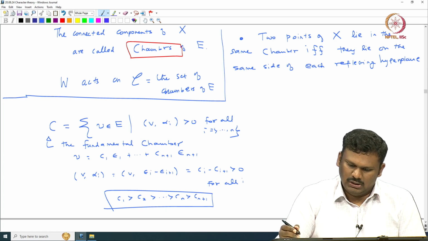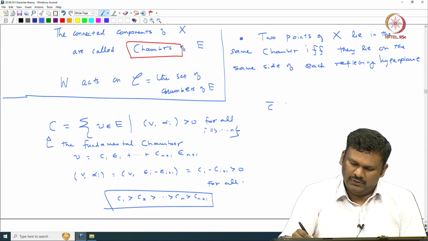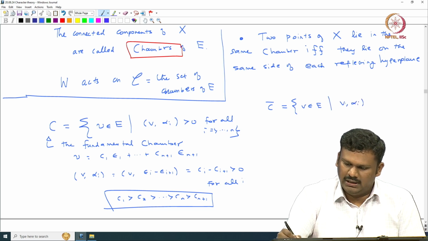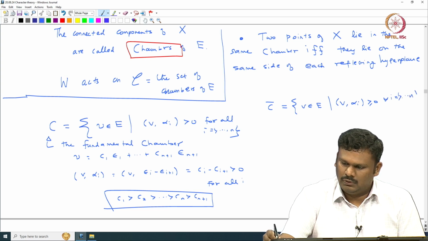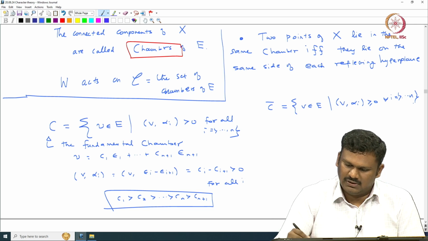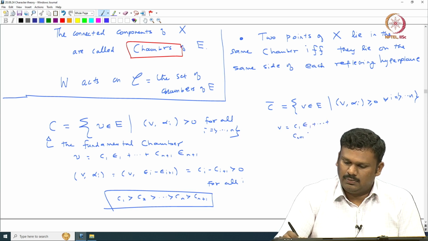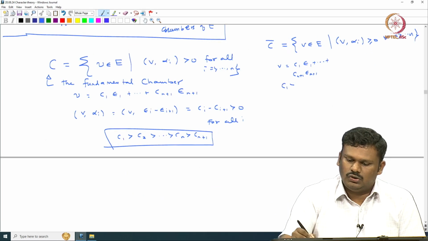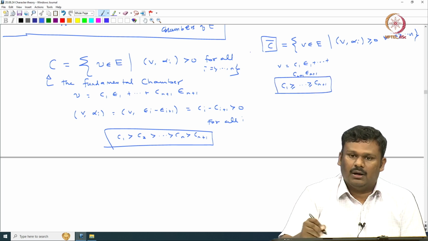If I look at the closure of this chamber, from the definition it is clear that this will be just all the vectors V in E such that (V, alpha i) is greater than or equal to 0 for all i from 1 to n. In particular, if you write it in terms of these coordinates, V equals c1 epsilon 1 plus etcetera plus c(n+1) epsilon (n+1), then c1 should be greater than or equal to etcetera greater than or equal to c(n+1). This is how you define this C bar.